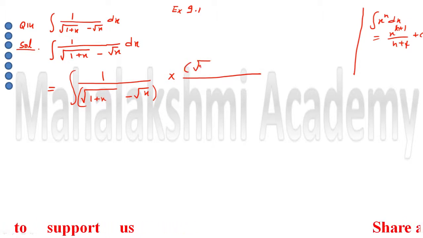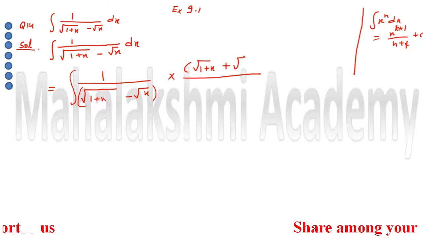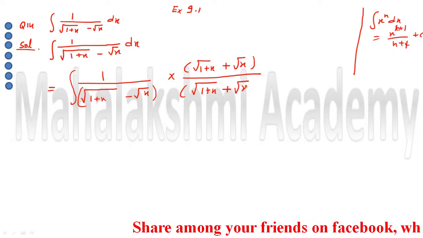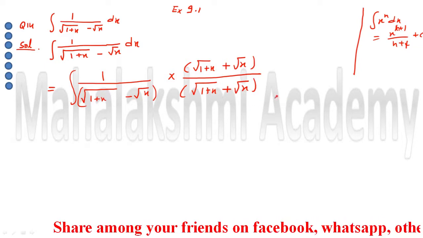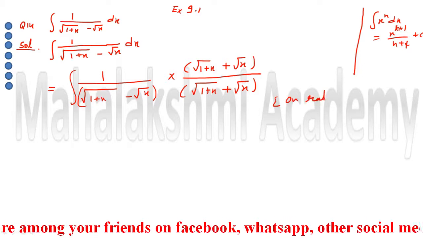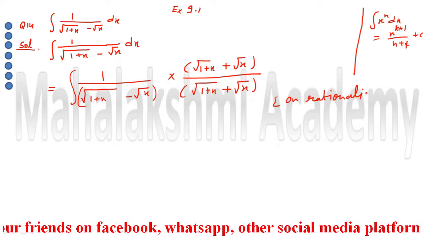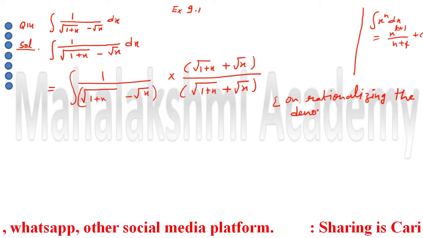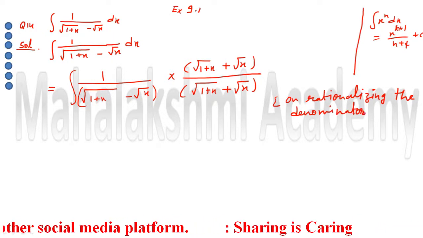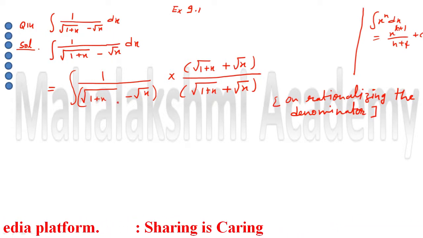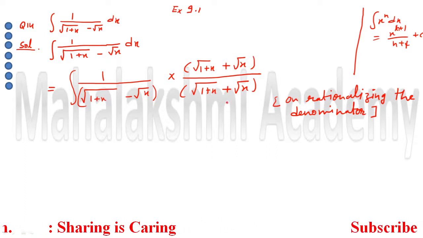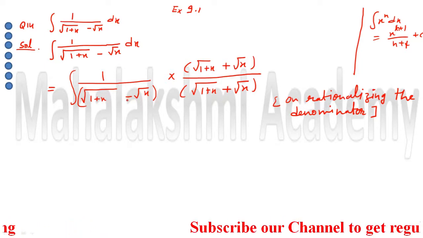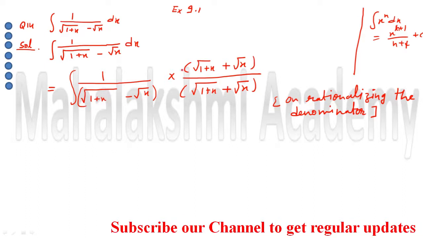So it is going to be root 1 plus x plus root x, in the same way root 1 plus x plus root x. So what we have done here, let me write down: rationalizing the denominator. So we had rationalized the denominator. I hope it's clear to you, because we do rationalization from 8th to 9th class onwards. If we have two terms, whatever sign you have in the middle, you take just the opposite of that. So this is named rationalizing the denominator.